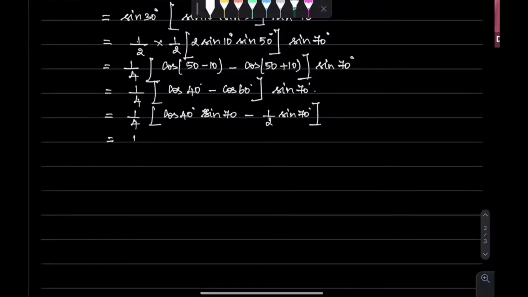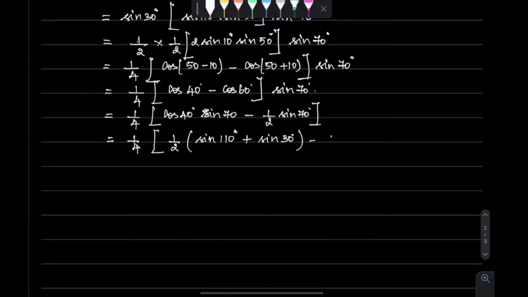Yes, sir. Then what happens? 1 by 4 times. I think Samyukta, you did the same way, right? Again, you have to multiply and divide by 2. So what comes inside now? 2 sin A sin B, sorry, 2 sin A cos B. So sin, can I say A plus B, which is 110 degree, plus sin A minus B. So what comes? sin 30 degree minus 1 by 2 times of sin 70 degree.